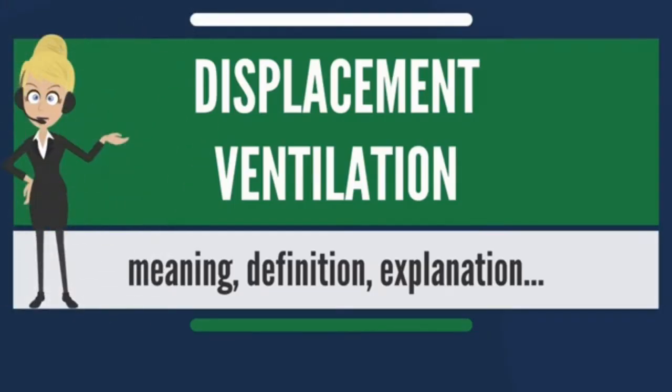Displacement ventilation is a room air distribution strategy where conditioned outdoor air is supplied at a low velocity from air supply diffusers located near floor level and extracted above the occupied zone, usually at ceiling height.